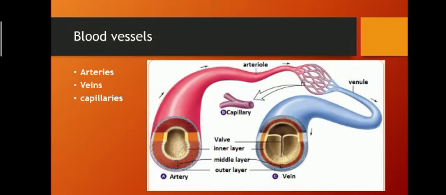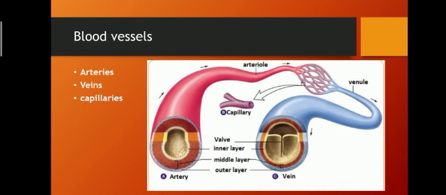Hello students, let us continue the chapter circulatory system. In our last video, we studied about the first component of circulatory system, that is blood. We studied about blood groups. Today we'll be going through the second component of the circulatory system, that is blood vessels.